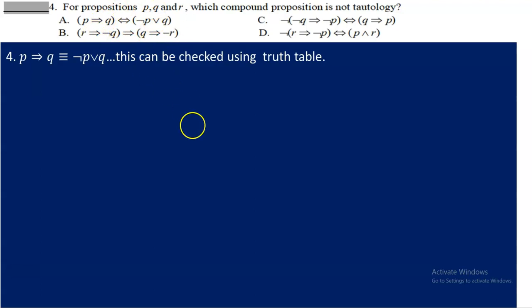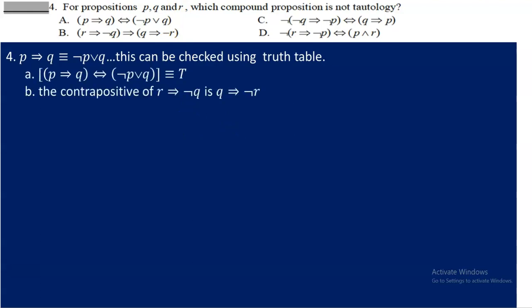And when we come to B, take the contrapositive of R implies negation Q, students. What is the contrapositive of R implies negation Q? The contrapositive of R implies negation Q is Q implies negation R. And we knew that the contrapositive, Q implies negation R, is equivalent to the original conditional statement. That is to say, these two are equivalent. So equivalent propositions are now combined by using biimplication.